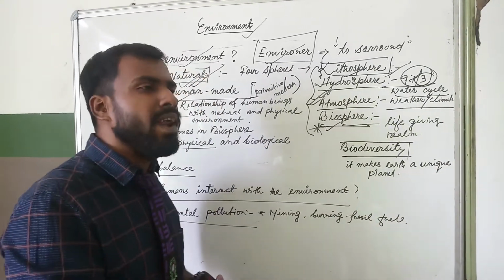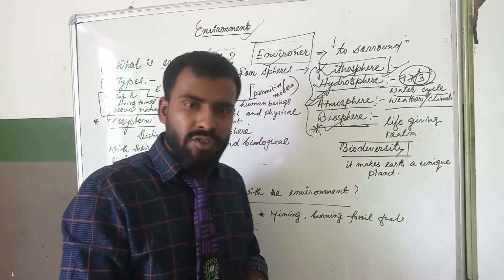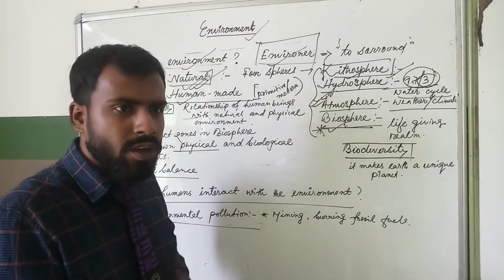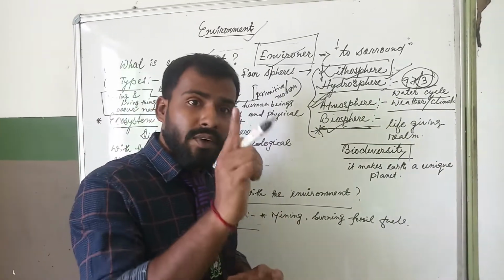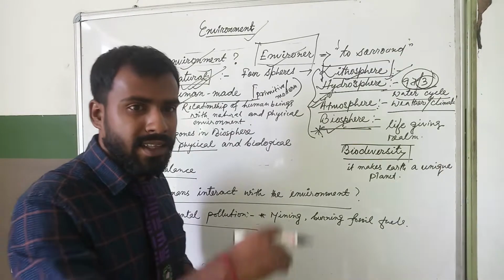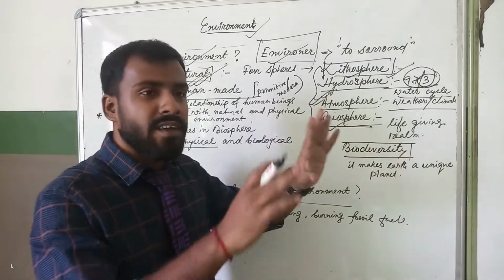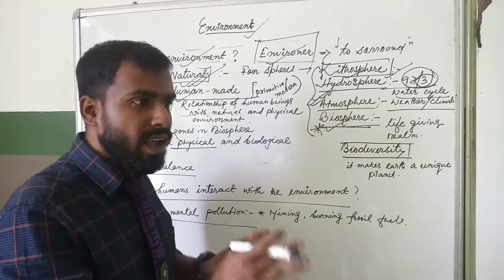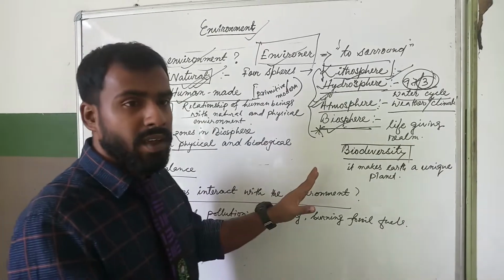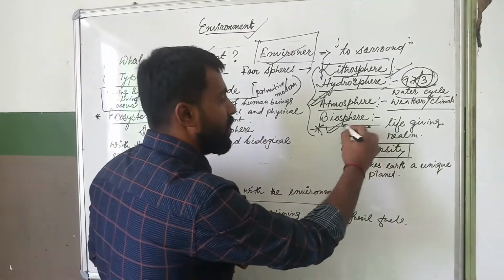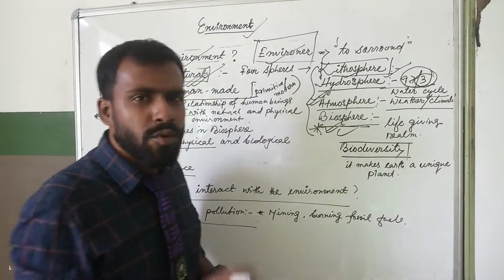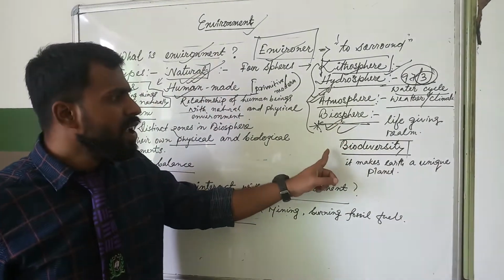On other planets, traces of water have also been found, and several things are found which are similar to earth, but one thing is different, and that is life or the existence of life. That is why earth is unique from other planets, and it is made possible by the biosphere only. And the most important topic in the biosphere is biodiversity.